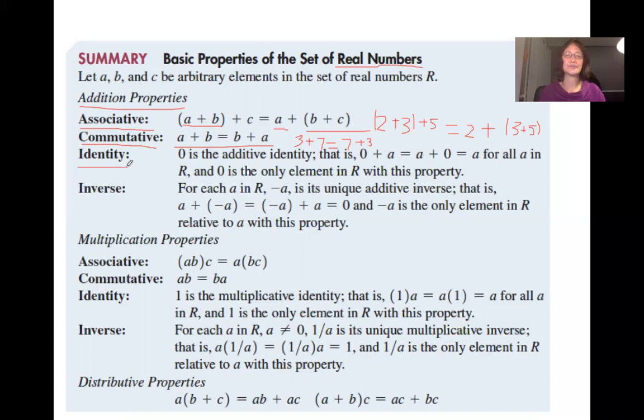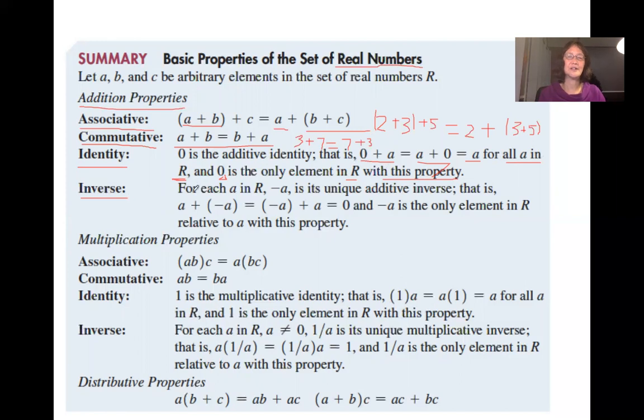Identity. If you add 0 to a real number, it is the same as the real number plus 0. It is the same as the real number itself. For all A in R, R represents real numbers. And 0 is the only element in real numbers with this property.